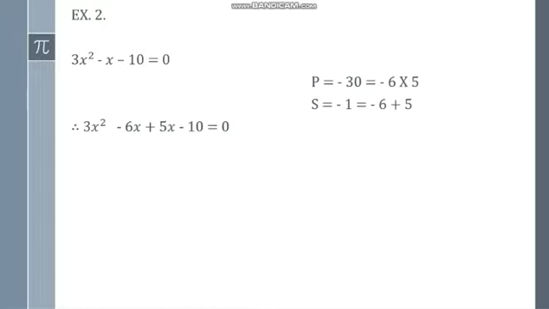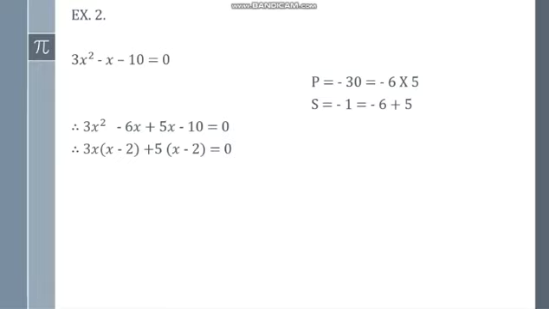is equal to 0. Now we have to consider the first two terms and then the last two terms. In the first two terms, 3 and x are the common terms. So what we will get? If we take 3x out, from 3x square, x will remain and from 6x, 2 will remain. So for the first two terms we get 3x in bracket x minus 2. Now in the last two terms, 5 is the common factor. So we will take plus 5 out. If we take plus 5 out, from 5x, x will remain and from minus 10, 2 will remain.